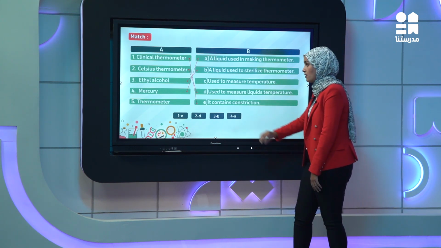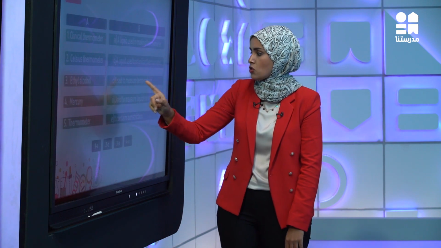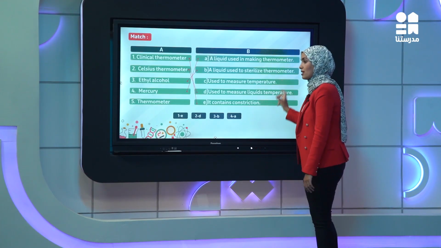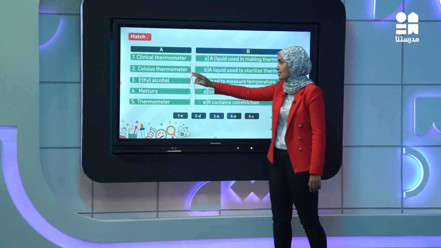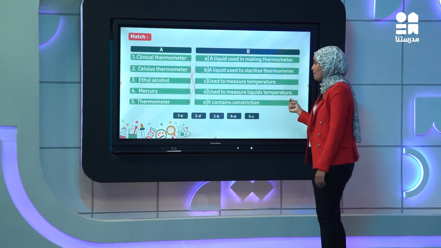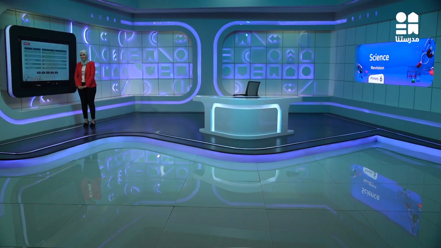Number 5, thermometer. We don't take it by exclusion. We read the question and the answer and make sure it's correct. Thermometer, it's used to measure temperature. Yes, but once I say the type of thermometer, like Celsius or clinical thermometer, I must say temperature of what: temperature of liquid or temperature of humans. Let's continue our questions together.